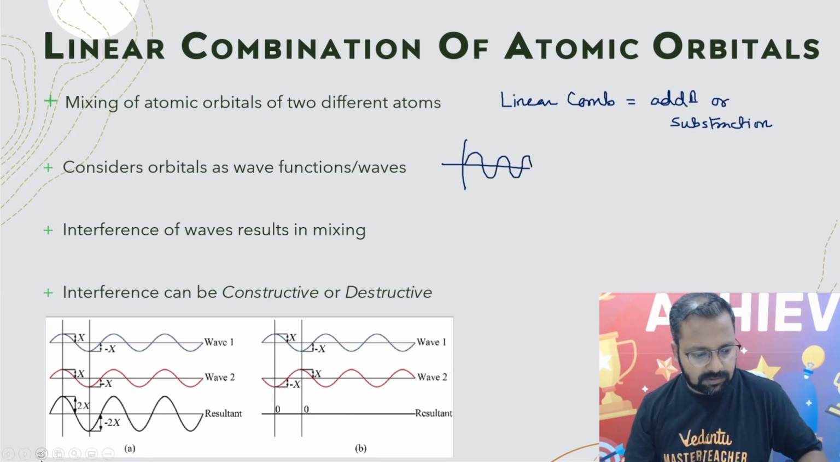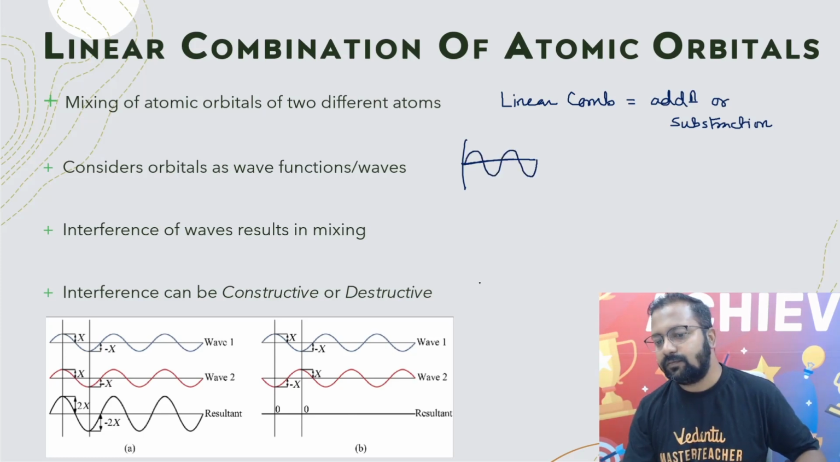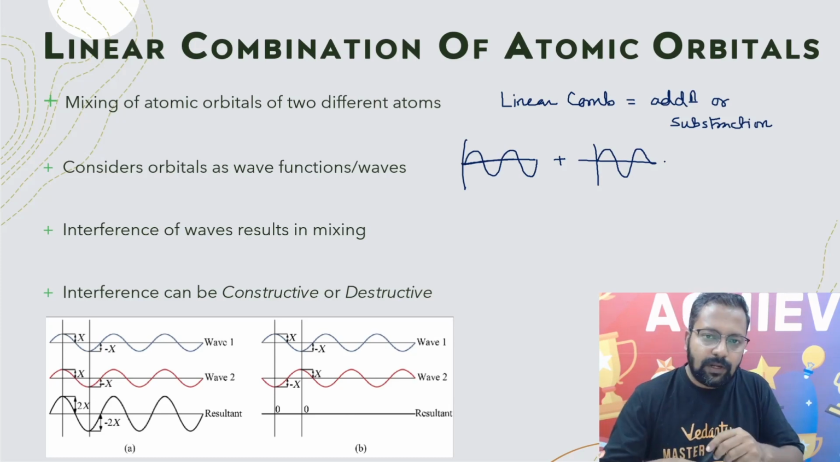Okay, just draw it a little better. So this is a wave, and this wave is going to combine with another wave. When waves combine with each other, the process is known as interference.